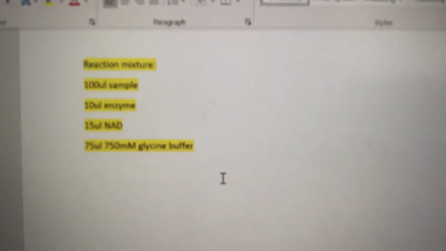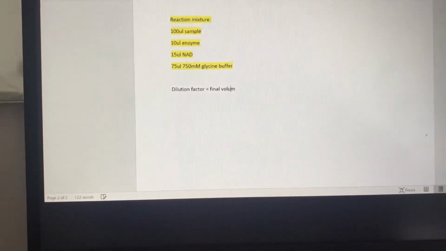You're effectively mixing together. So when you take the glycine buffer and mix the other three things with it, you're diluting that glycine buffer. And you're going to dilute it by a certain dilution factor. So the dilution factor is equal to the final volume that you produce as the total, divided by the volume of the particular thing you're interested in.